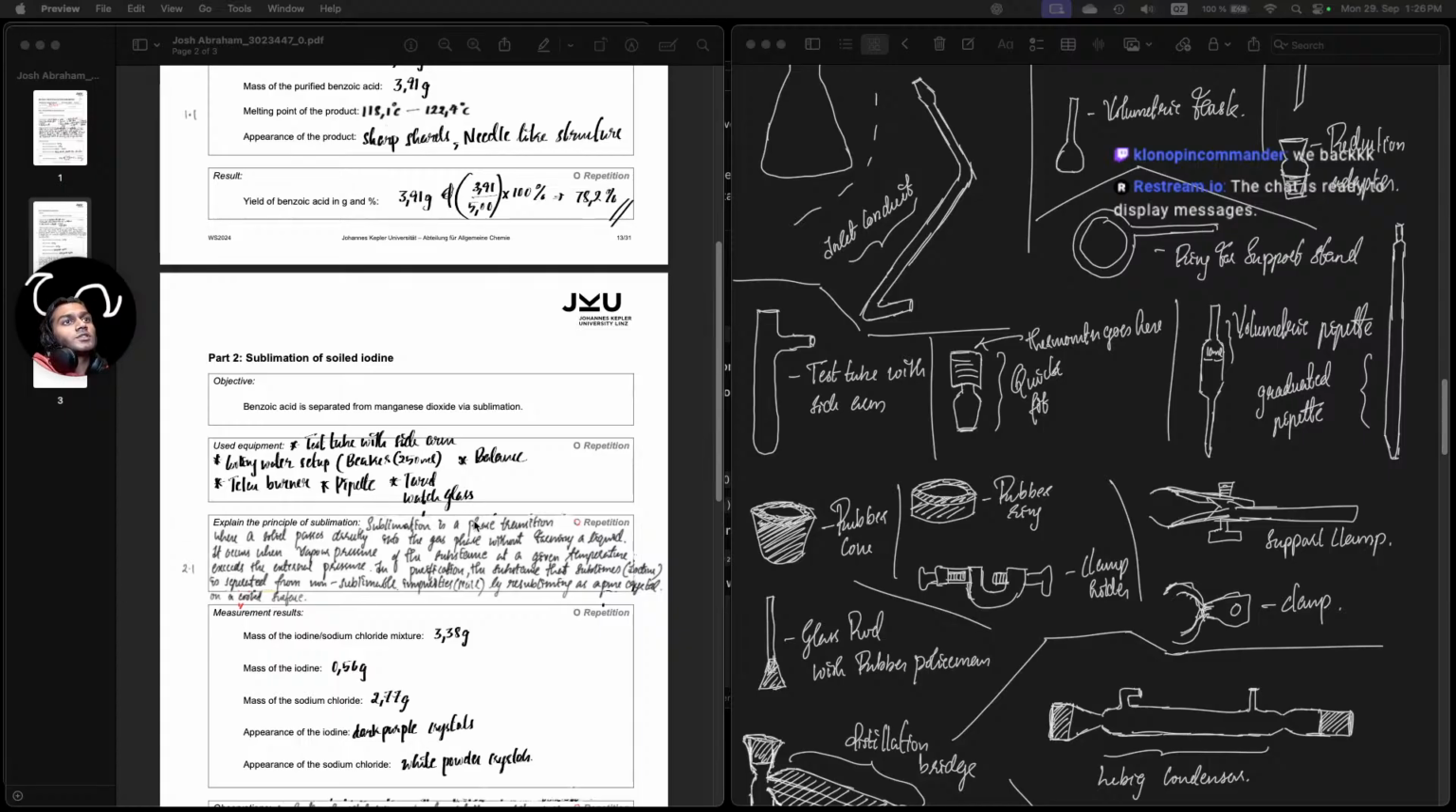Sublimation is a phase transition where a solid passes directly into the gas phase without forming a liquid. It occurs when vapor pressure of the substance at a given temperature exceeds the external pressure. In purification, the substance that sublimes is separated from non-sublimable impurities by resubliming as a pure crystal on a cooled surface.